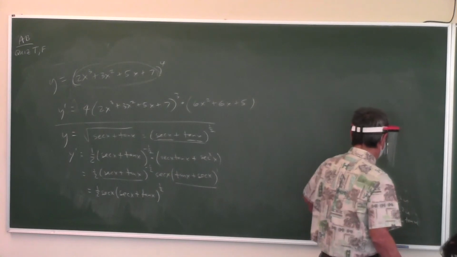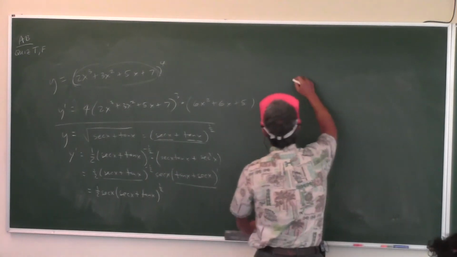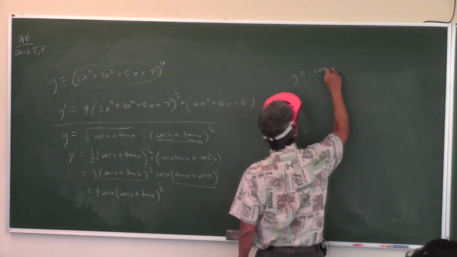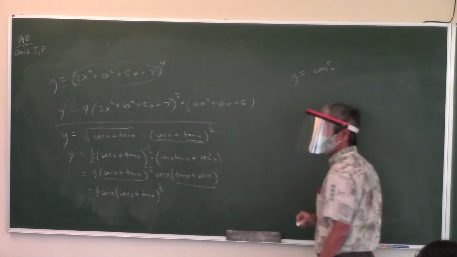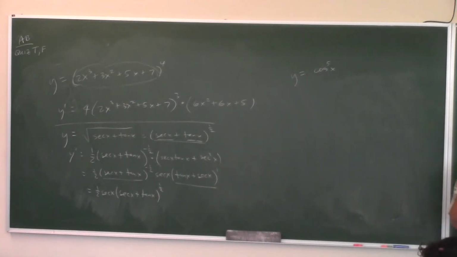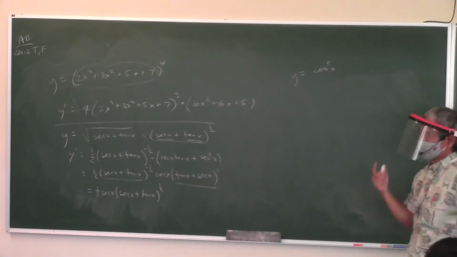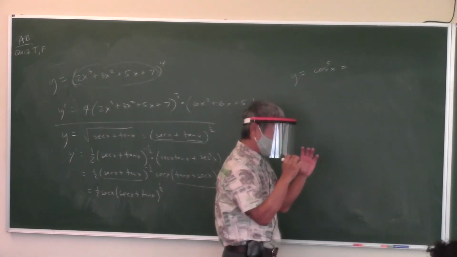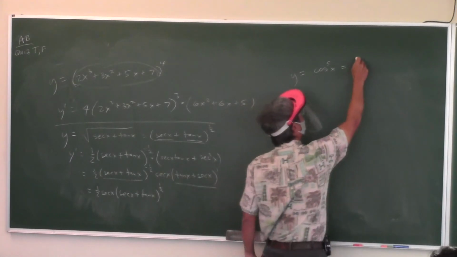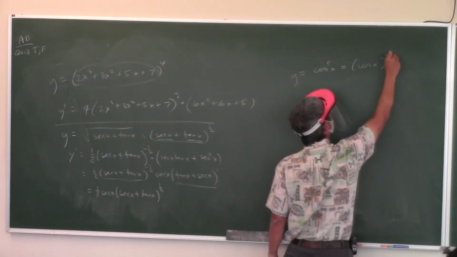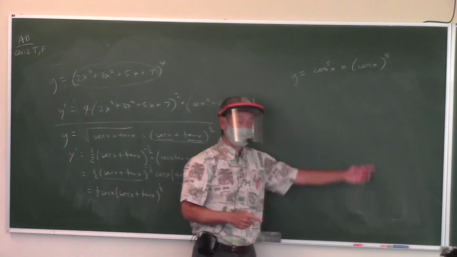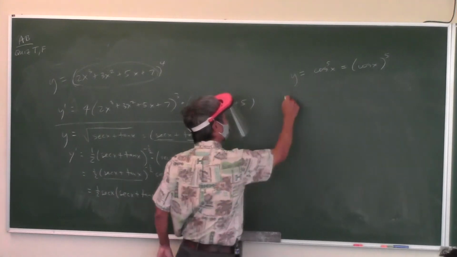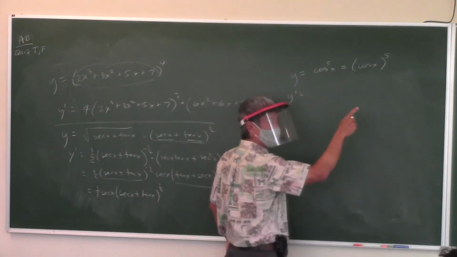Okay, let's look at another one. y equals cosine x to the 5th. Now, just like I told you before, whenever you see a trig function to a power, you want to write it like this, cosine x in a box to the 5th. You know why? Because now I'm seeing box to the 5th power. That's the power rule. So how do you take the derivative of box to the 5th?